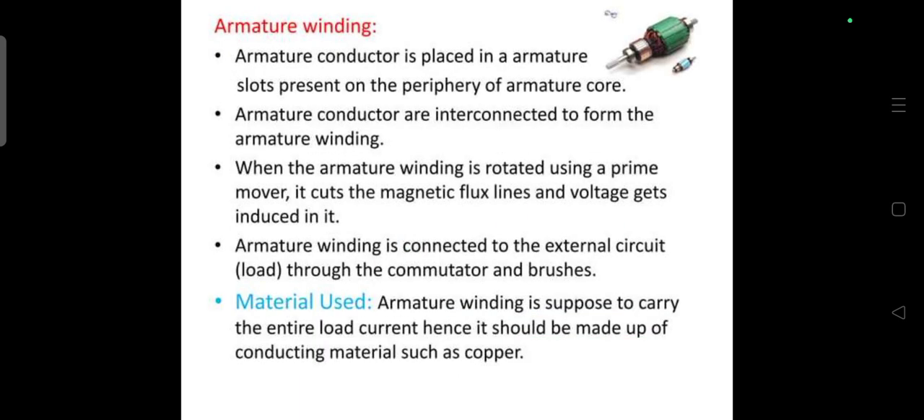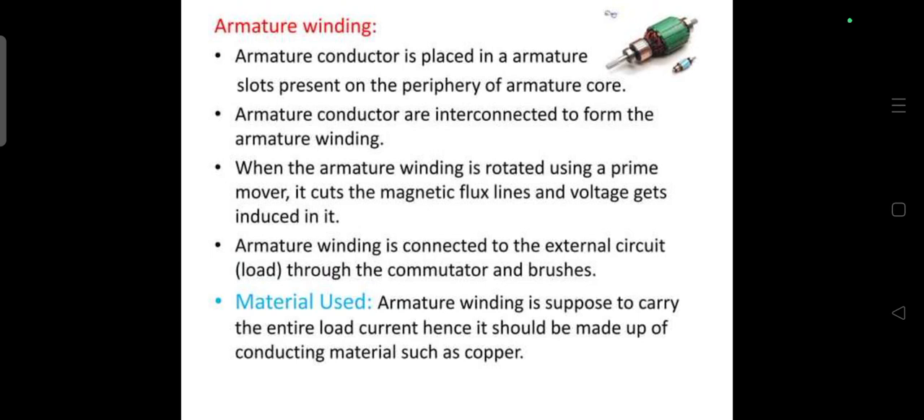The next main part is armature winding. The armature winding diagram is seen on the top of the right side. The armature conductors are placed in armature slots present on the periphery of the armature core. Armature conductors are interconnected to form the armature winding, and the armature winding is rotated using a prime mover. It cuts the magnetic flux and voltage gets induced in it.